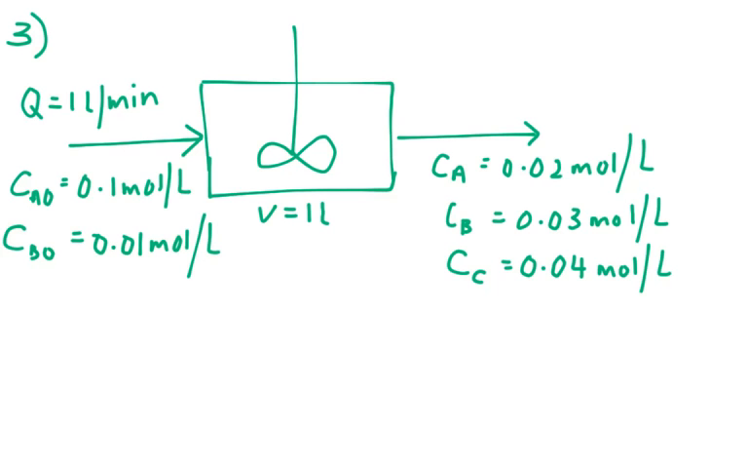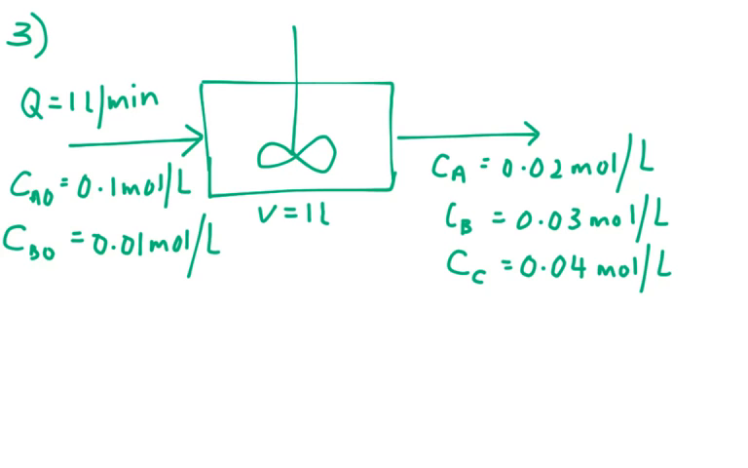The outlet stream from the reactor contained A, B, and C. So the concentration of A at the output of the reactor is 0.02 mole per liter. The concentration of B at the output of the reactor is 0.03 mole per liter. The concentration of C at the output of the reactor is 0.04 mole per liter. Now all you have to do is to find the inlet and outlet molar flow rate of A, B, and C, and eventually find the conversion of A in the CSTR.